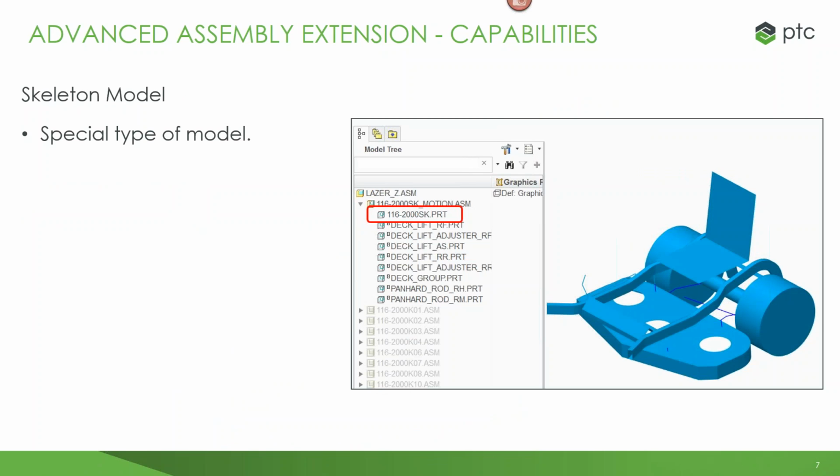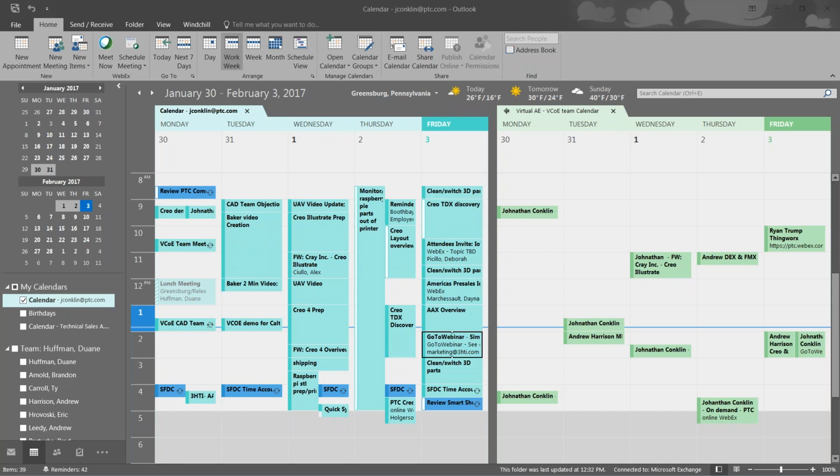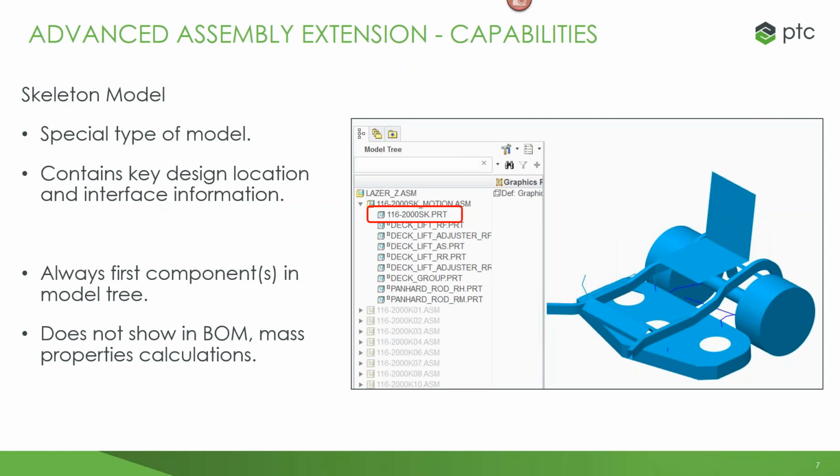These are all based around a couple of different things, and one of those is the skeleton model, which is a really special type of model. It's going to contain all of your key design information, any type of references, any kind of design intent. They're going to be housed within the skeleton model. The great thing is it's located at the very top of your model tree based on the assembly or subassembly, and it's not going to show up in any of your bill of materials. If you're doing any type of simulations, it's not going to show up in mass properties. Basically, it's just holding the information so that you can drive things from it.